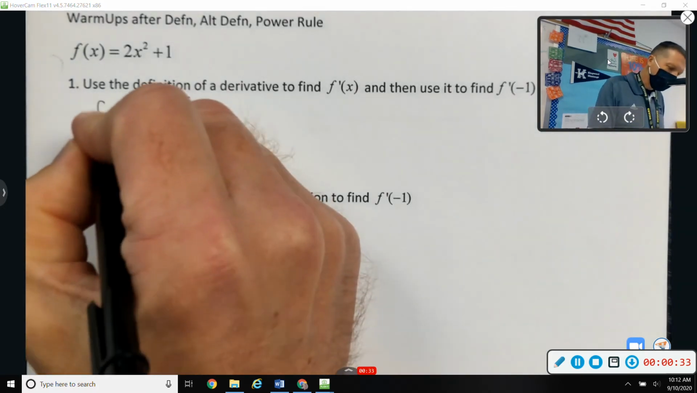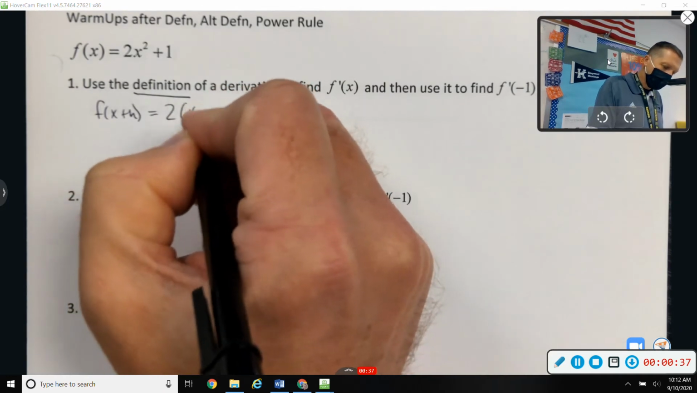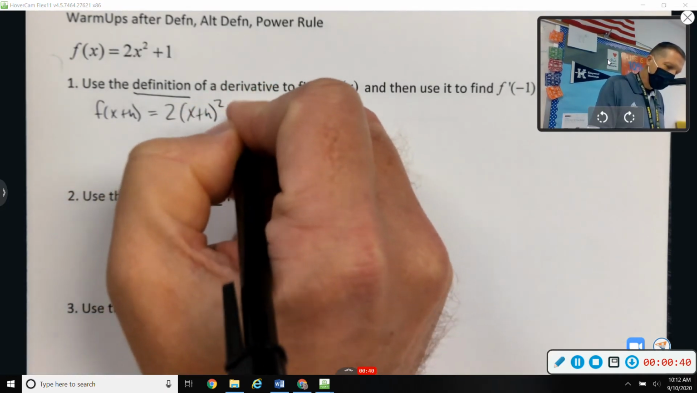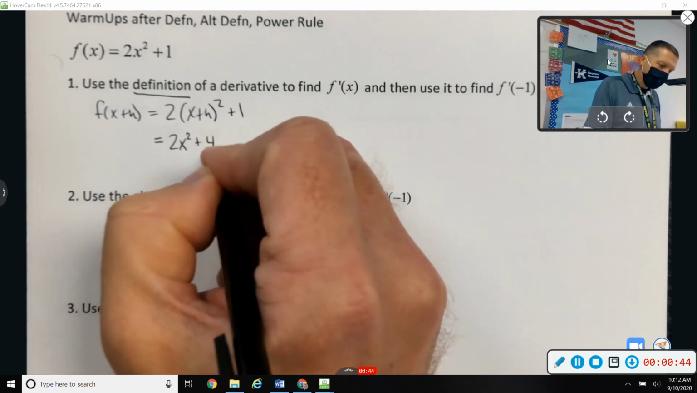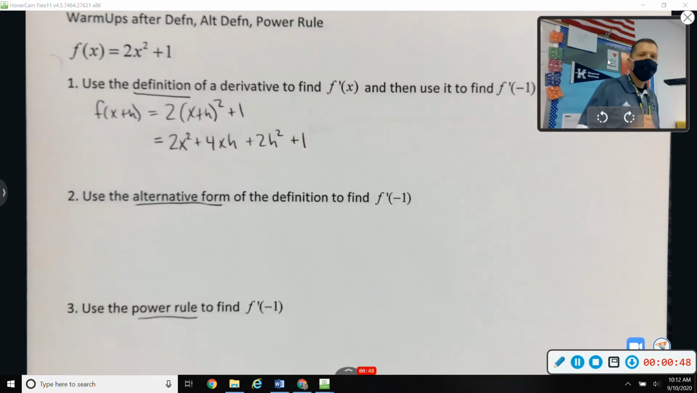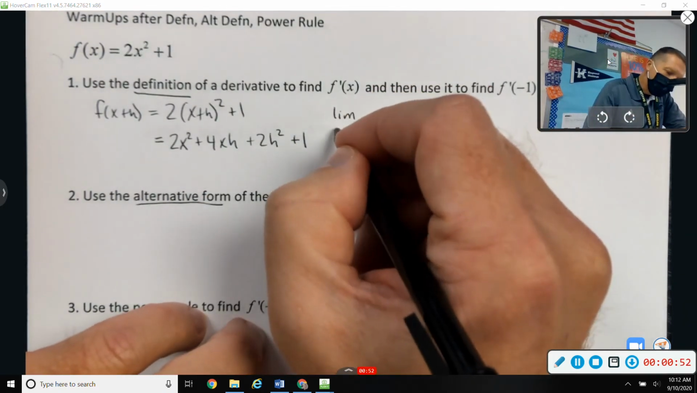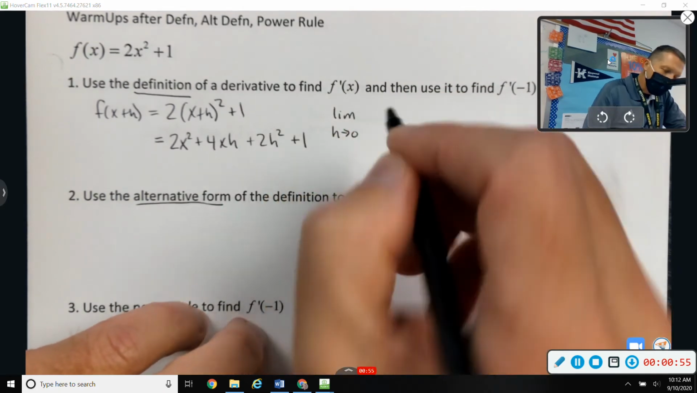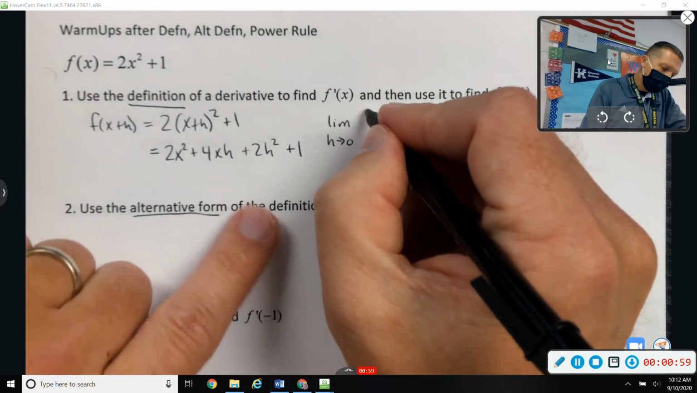So definition, that's where I need f of x plus h. 2 times x plus h squared plus 1. So FOIL that, distribute the 2. That's what you would get. Now you're ready to plug that into the limit definition of a derivative. Again, you'll have to know this for the test.